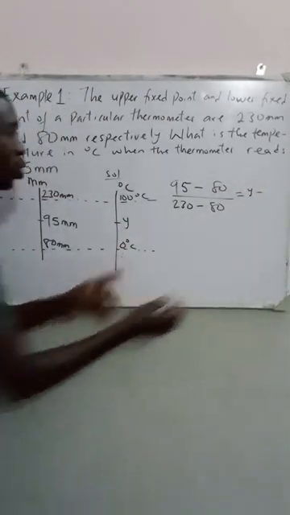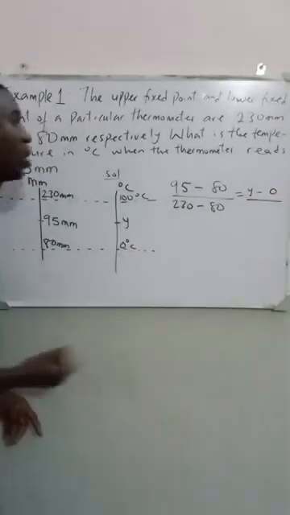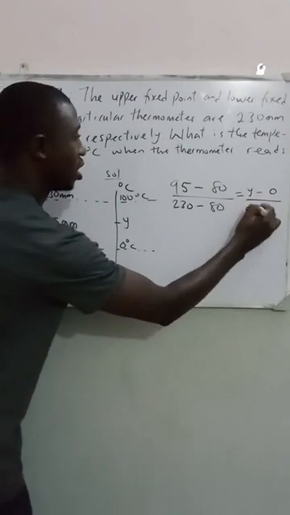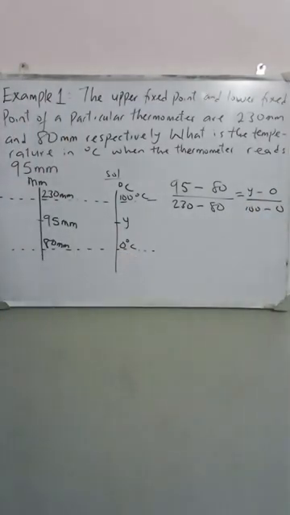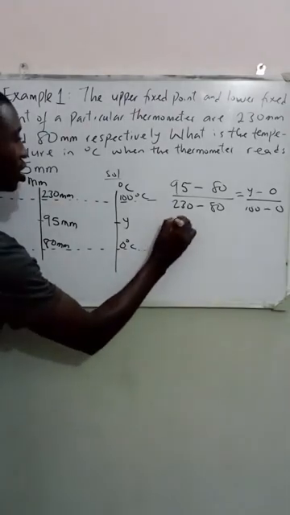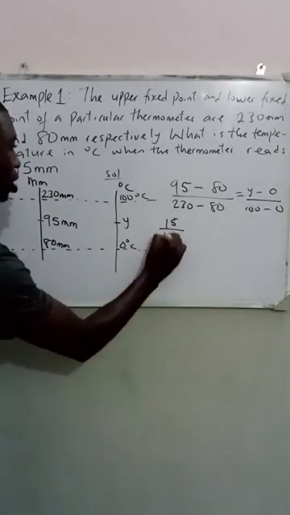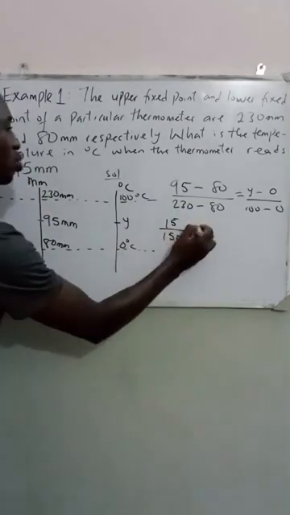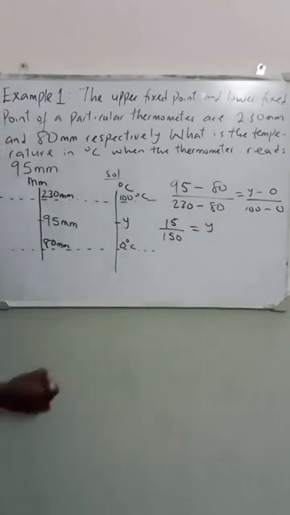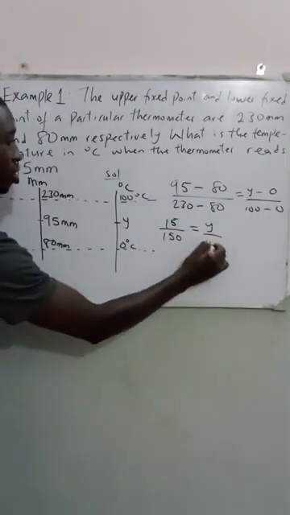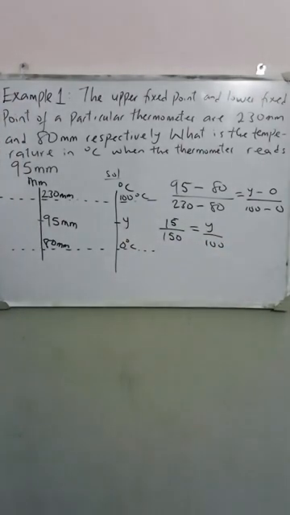Y minus the lowest, which is 0, divided by the highest, 100, minus the lowest, 0. Based on the parameters given to us, we have this. 95 minus 80 gives us 15, divided by 230 minus 80, which gives us 150. So 15 over 150 equals Y minus 0, which is Y, divided by 100 minus 0, which is 100. So we have these two sides.